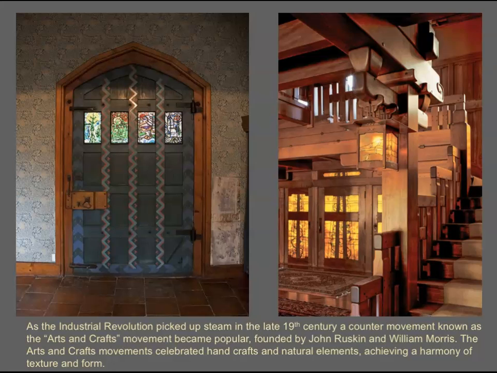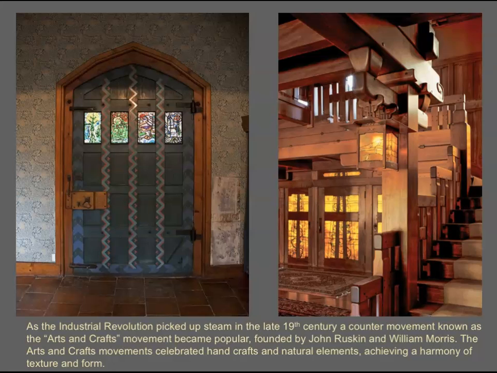Well, there was a group of people that were the antithesis to that movement, especially in design. This is called the Arts and Crafts movement. There were 2 men, John Ruskin, who was a writer in London, and the architect and builder William Morris.